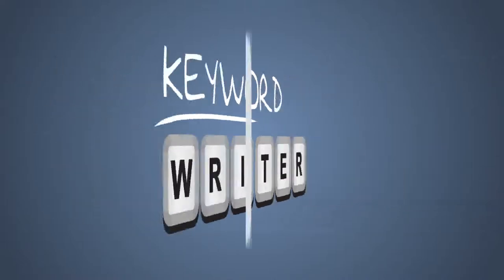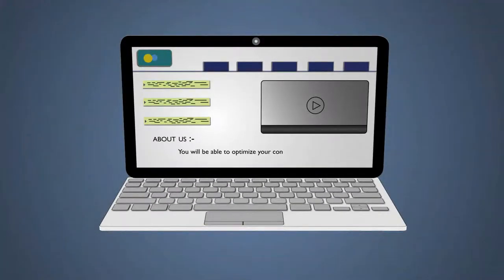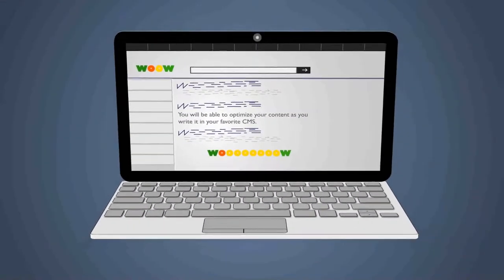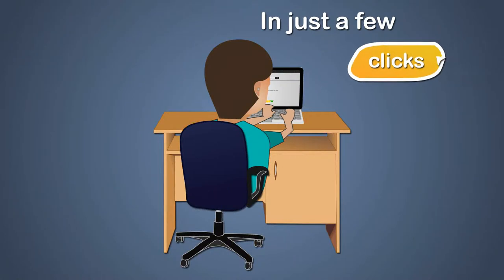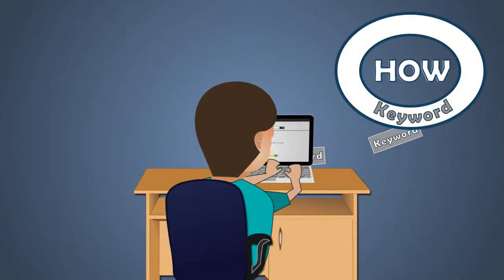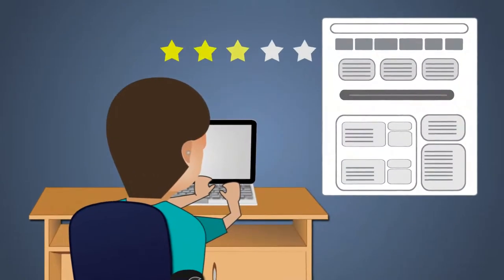Using Keyword Writer, you can easily write blog or website content that will outrank your competition on the search engine result pages. In just a few clicks, you'll know which keywords your competition is using and how to use those keywords to improve your own content's ranking.